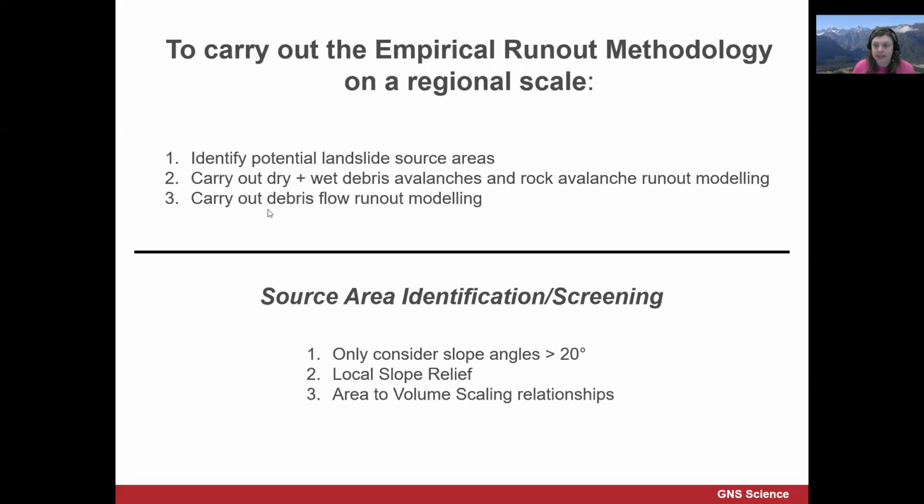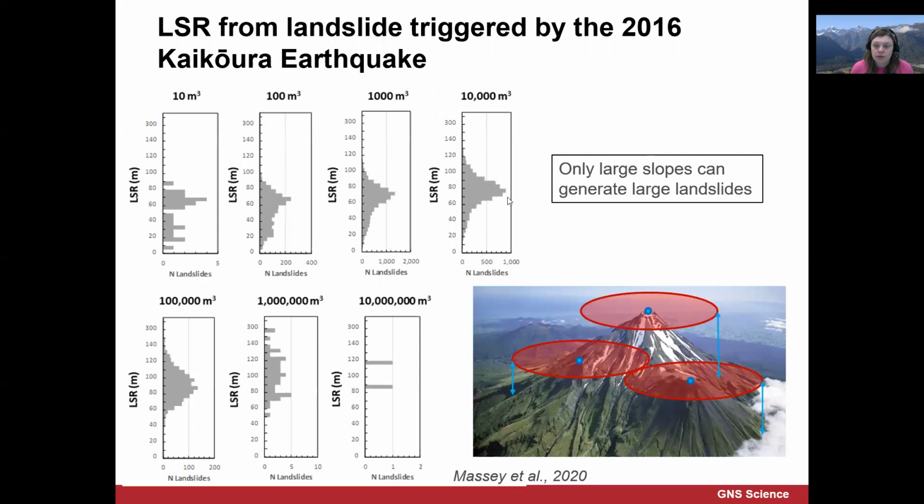So the first step basically is the source area identification screening stage. So we only consider slope angles greater than 20 degrees. And then we used 2 different metrics to try and screen our slopes. We looked at local slope relief and we looked at area to volume scaling relationships. So for local slope relief, what we mean is basically not the slope in total, but that local slope within a radius that determines the size of our slope.